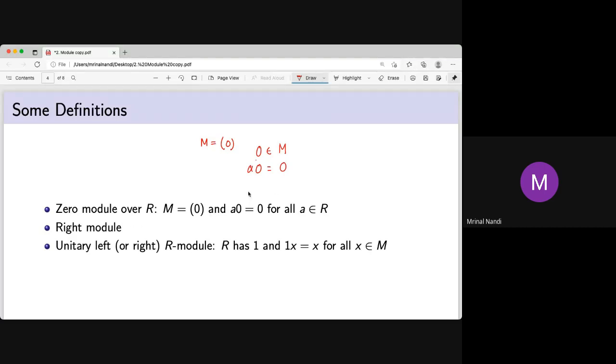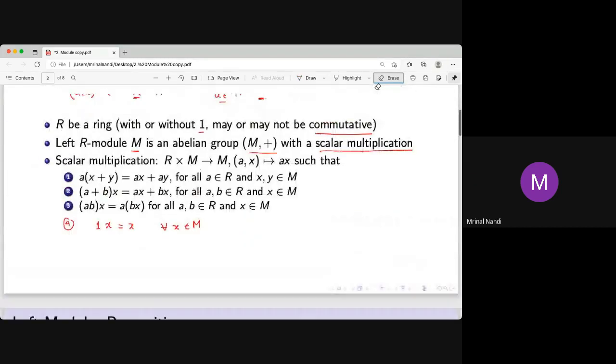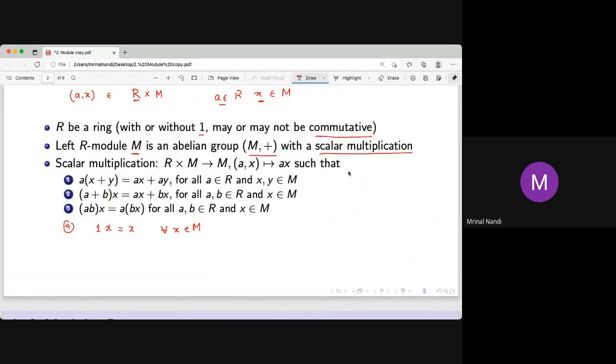Similarly, we can define a right module. The definition of a right module is again the same as a left module. It is a map from M cross R to M, where x is from M and a is now from R, so this goes to xa. And again, all these things are the same. So (x plus y)a equals xa plus ya. Remember, now x and y are coming from the module and a is coming from the ring. Similar things happen with 2 and 3, and for 4 it is just x into 1 equal to x if it is a unitary right module.